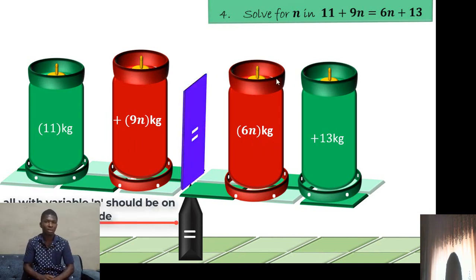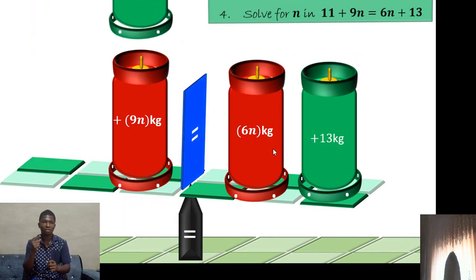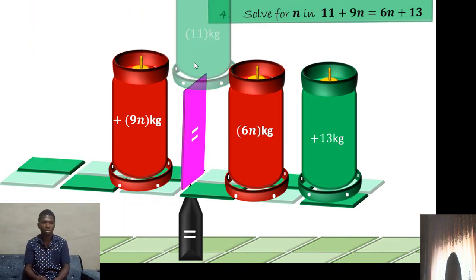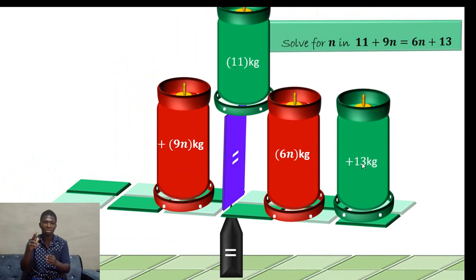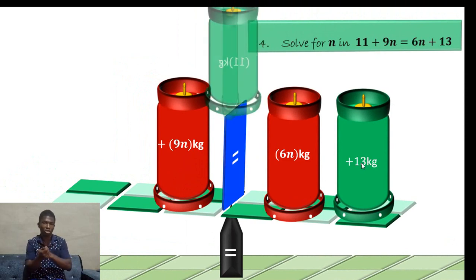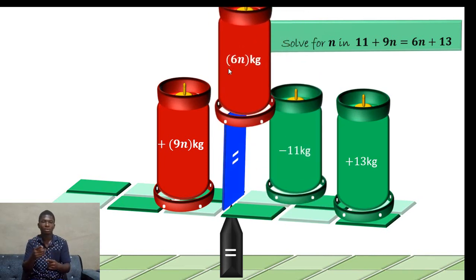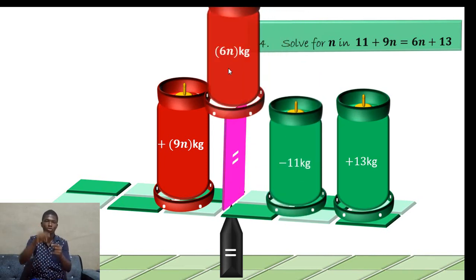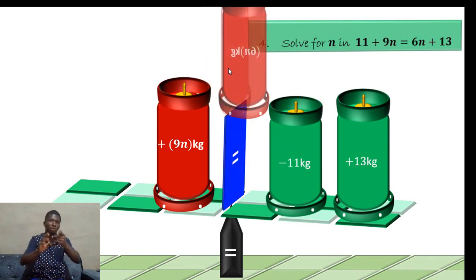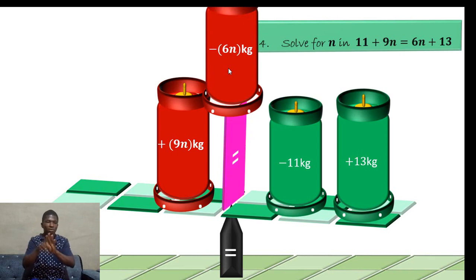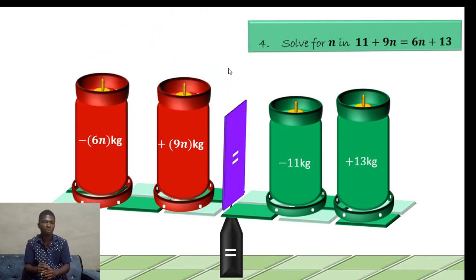So how does it work? Let's see. 11 kg is coming up already, coming here to meet 13 kg. So when it comes, it changes the sign. That is minus 11. Then it comes down. The 6n comes up, also wanted to cross to the other side. So when it crosses to this side, it becomes minus 6n. Then you bring it down. So when it comes down, we have done our necessary adjustments.